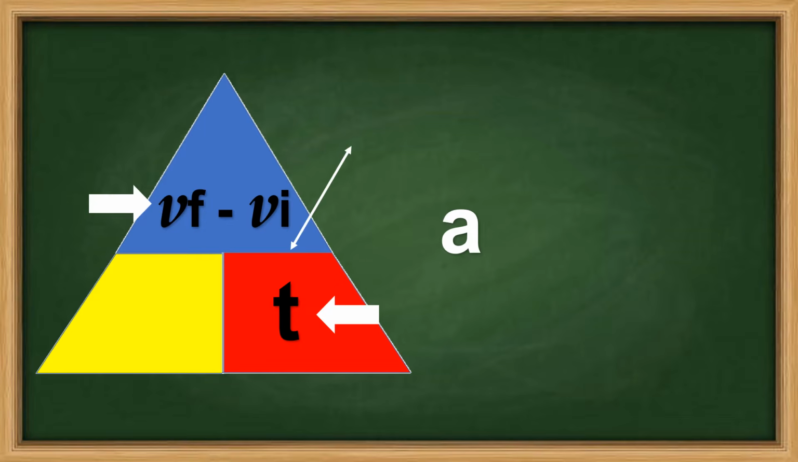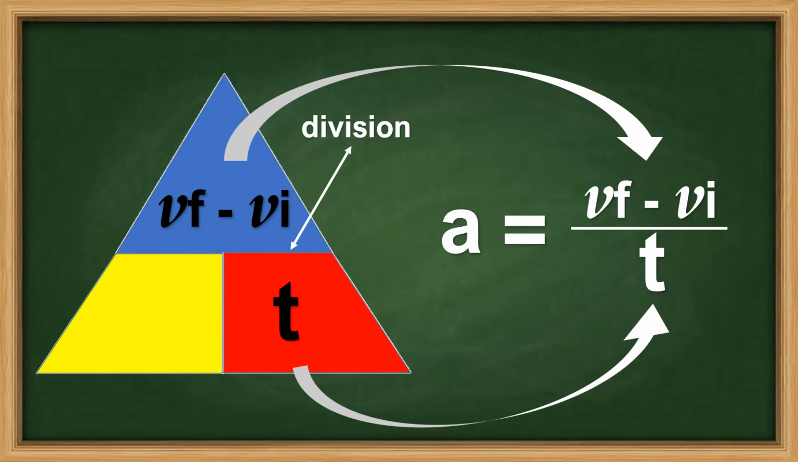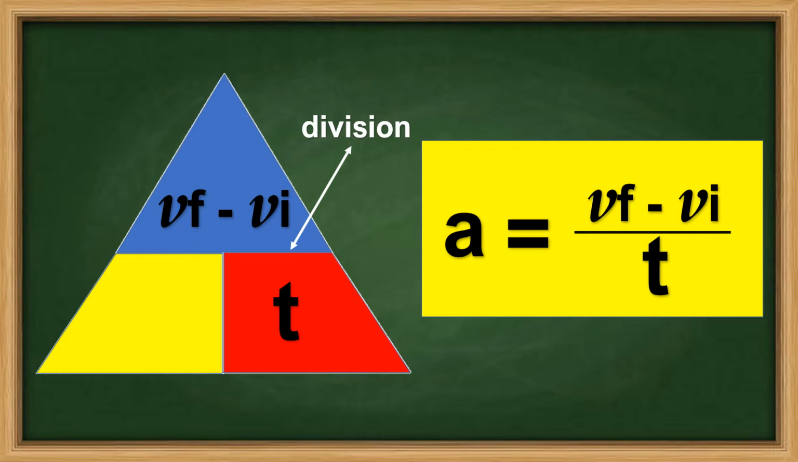Ang hating ito ay magsisilbing division. So A is equals to Vf minus Vi divided by time. Formula for acceleration is A is equals to Vf minus Vi divided by T.